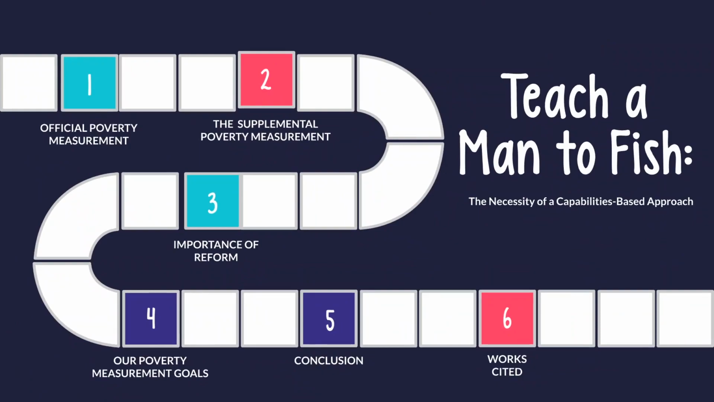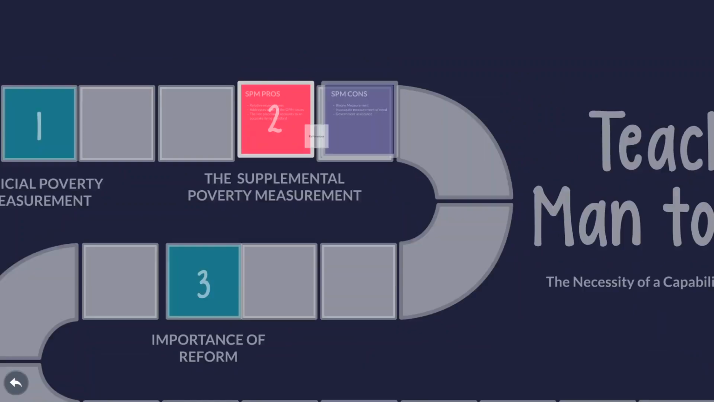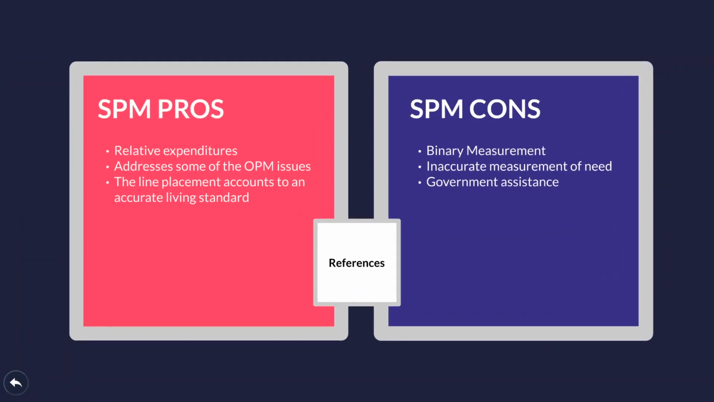Another form of poverty measurement is the Supplemental Poverty Measurement, the SPM. The SPM has many cons and many pros that help fix and address some of the issues with the OPM, but also raises new issues.